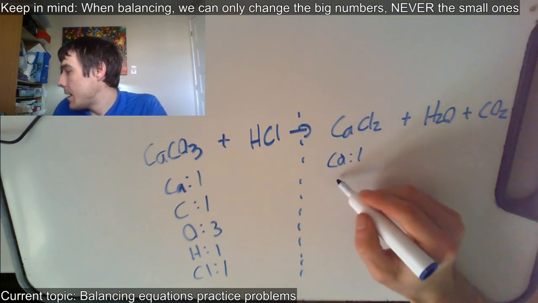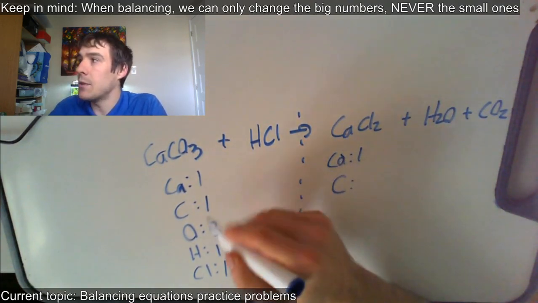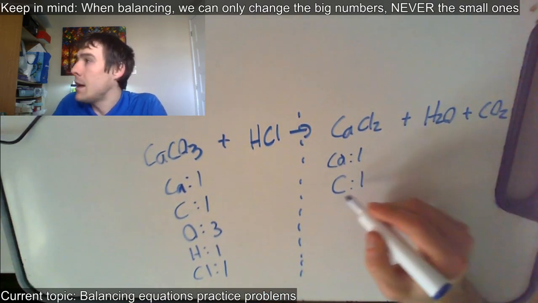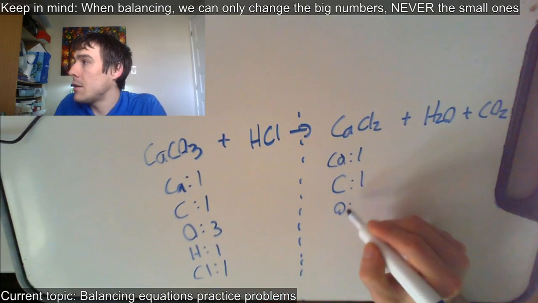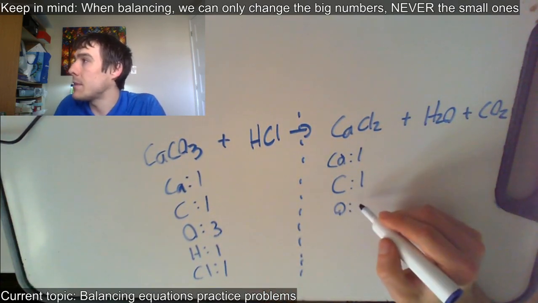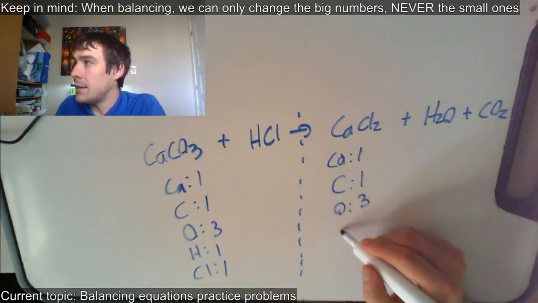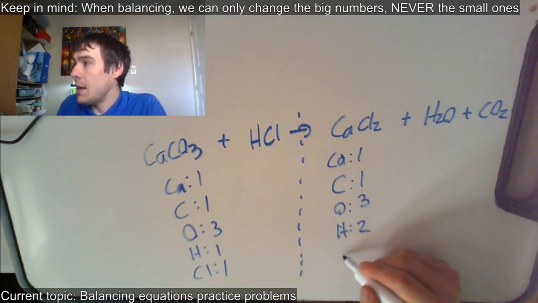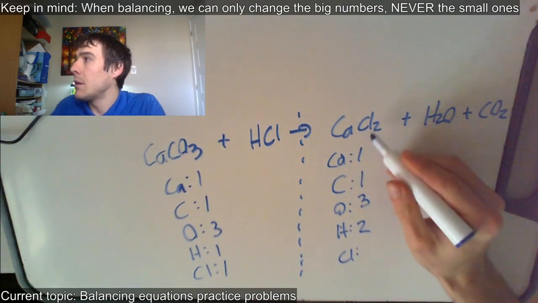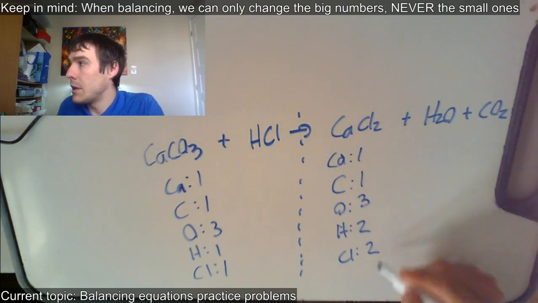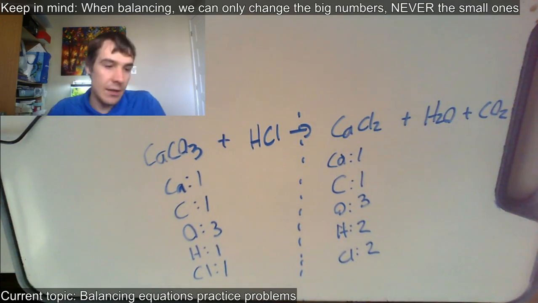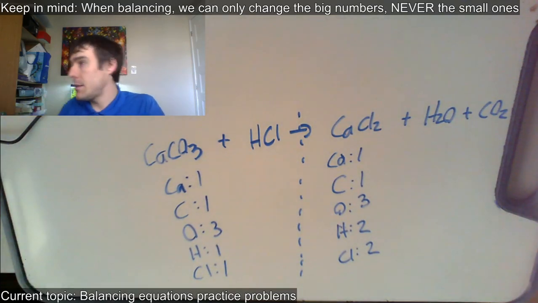Calcium, we've got one. I like to keep the same elements in the same order so that it's easier to keep track of. So carbon here, we have one. There's our one carbon. Oxygen is our next one here. So oxygen should be next one here. We have three of those already. Hydrogen, we've got two. And chlorine here, we have two. So this looks like a difficult thing to balance, but it turns out that the only imbalance that we have is down here.